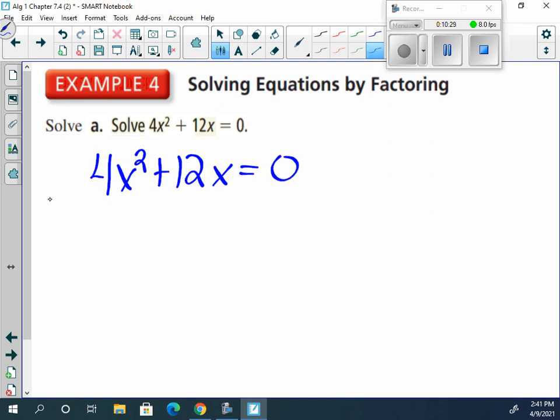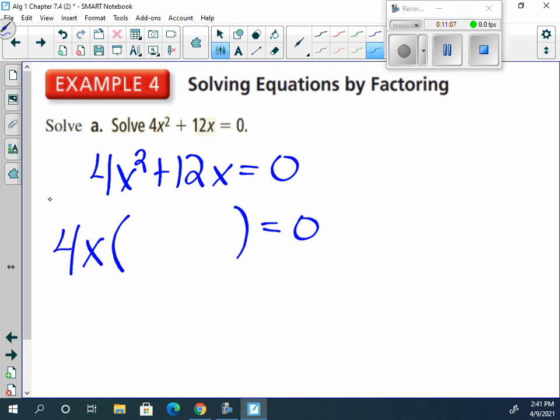So it's equal to 0, yes? Everything's on the same side. So we can look at the greatest common factor. So what is the greatest common factor? What is the biggest number I can divide into both 4 and 12? 4. 4 will divide into 4, and 12 is divisible by 4. So what is the biggest variable that I can factor out? X is the biggest one I can pull out of both. So our greatest common factor for these two is 4x.